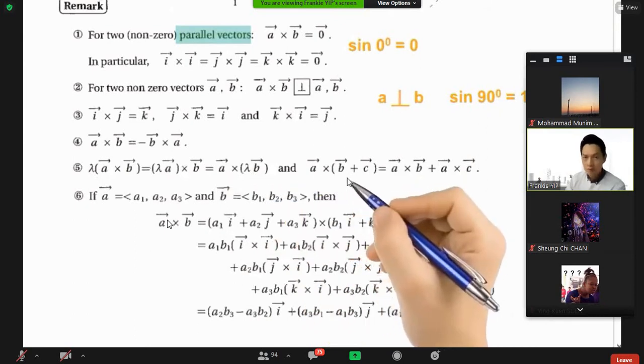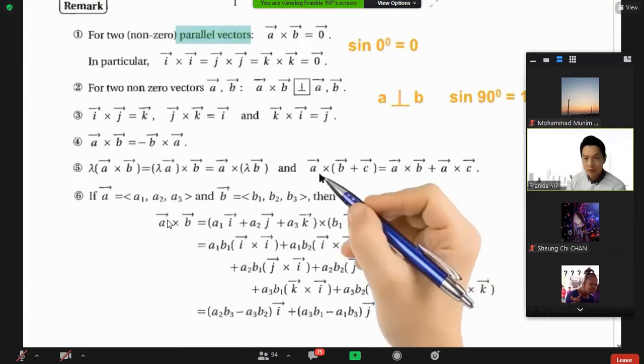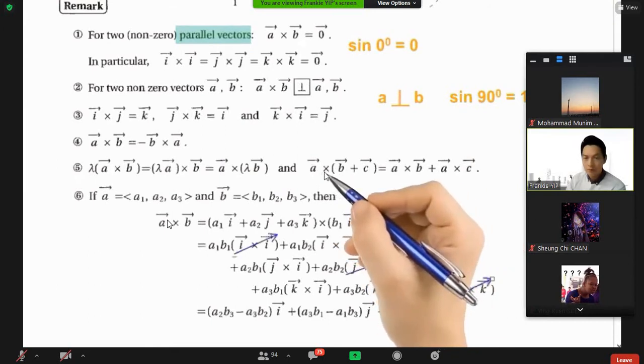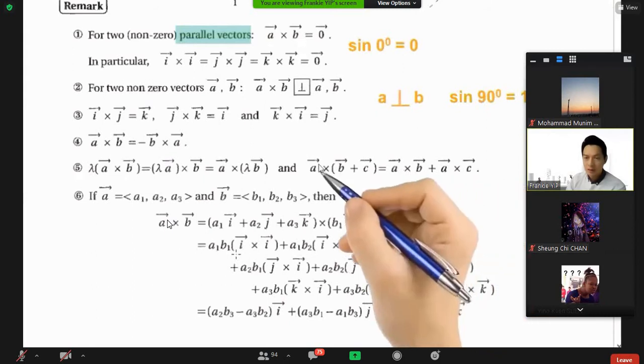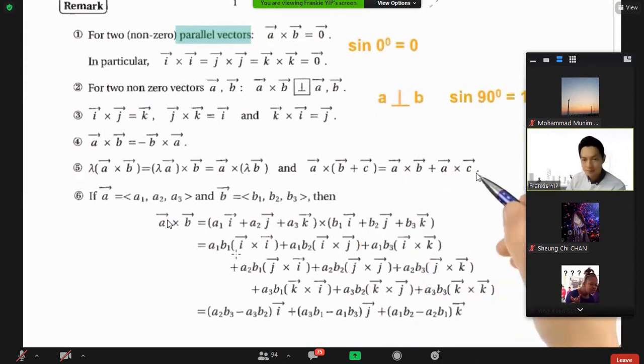And how about this one? A cross (B plus C). It equals, by the distributive law, A cross B plus A cross C. Got it?